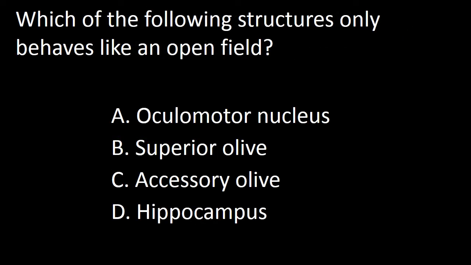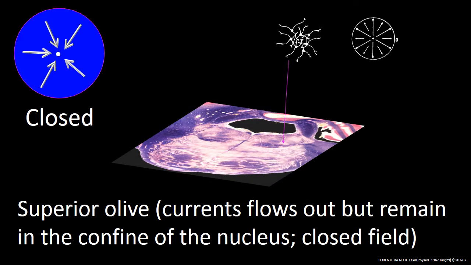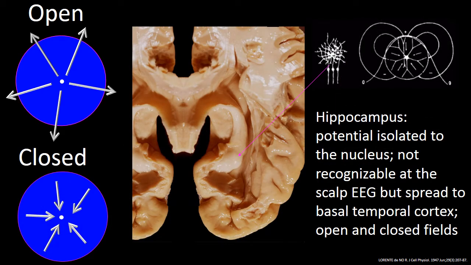Next question. Which of the following structures only behave like an open field? A. Oculomotor nucleus. B. Superior olive. C. Accessory olive. D. Hippocampus. Activation of the oculomotor nucleus produces a closed field. Activation of the superior olive also produces a closed field. Activation of the accessory olive produces an open field. The activation of the hippocampus produces a field that can be considered open or closed.